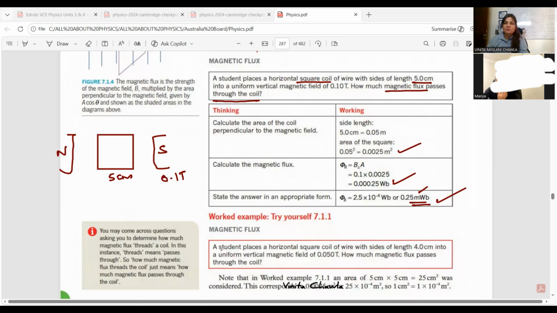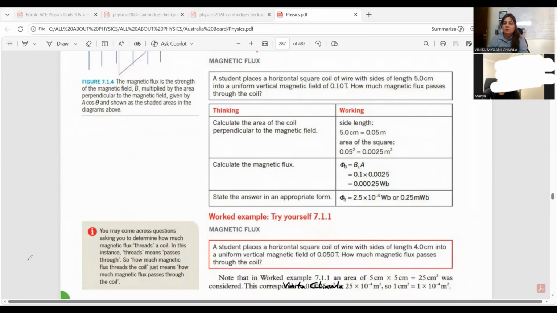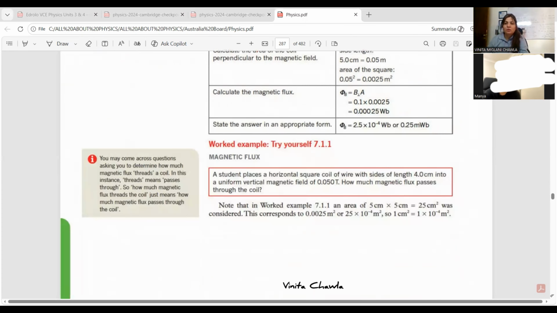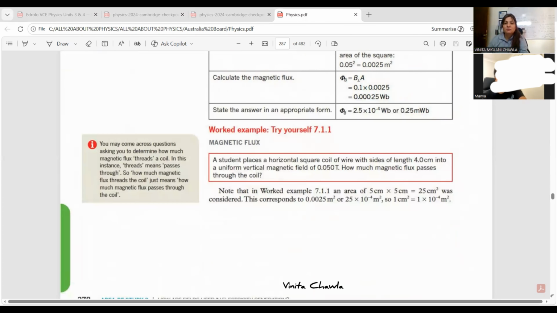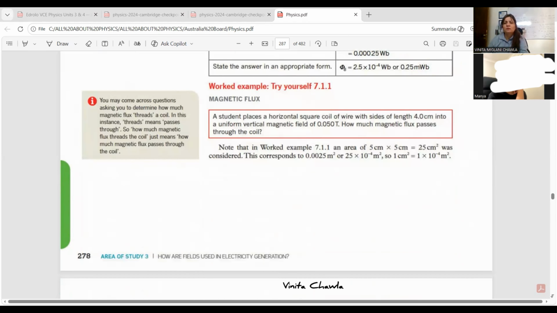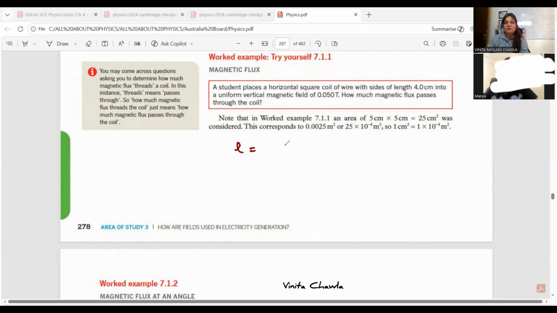I got 8 times 10 to the power -5. Second question. You done it? Yes. Let me read the question. A student places a horizontal square coil of wire with sides of length 4 centimeter this time. Magnetic field intensity. Again, the same question we have here. Length is 4 centimeter.